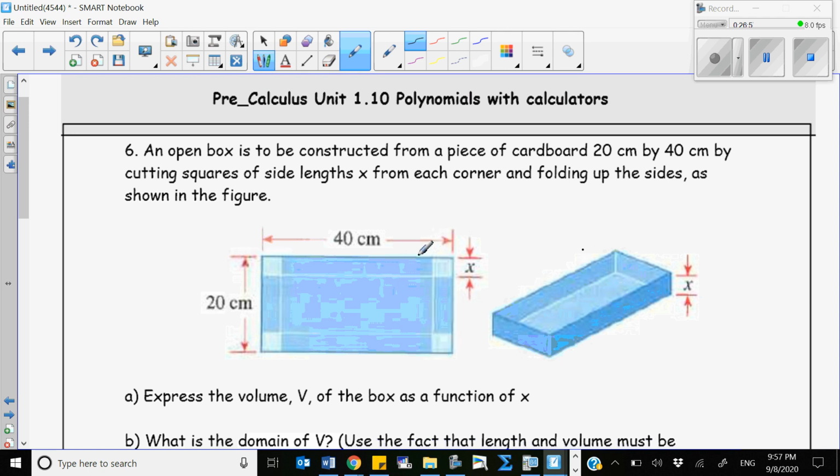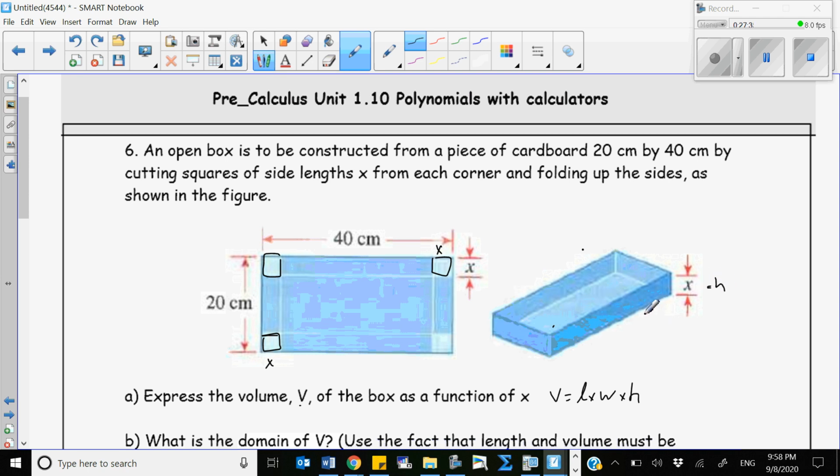So we have a cardboard. From each side, we're going to cut a little square. From each corner, we're cutting a little square by the side length of x, and then we make this shape. It's asking to express the volume V of the box as a function of x. We know that volume is length times width times height. Now I need to find length, width, and height of this box. Of course, the height is x, that's the height.